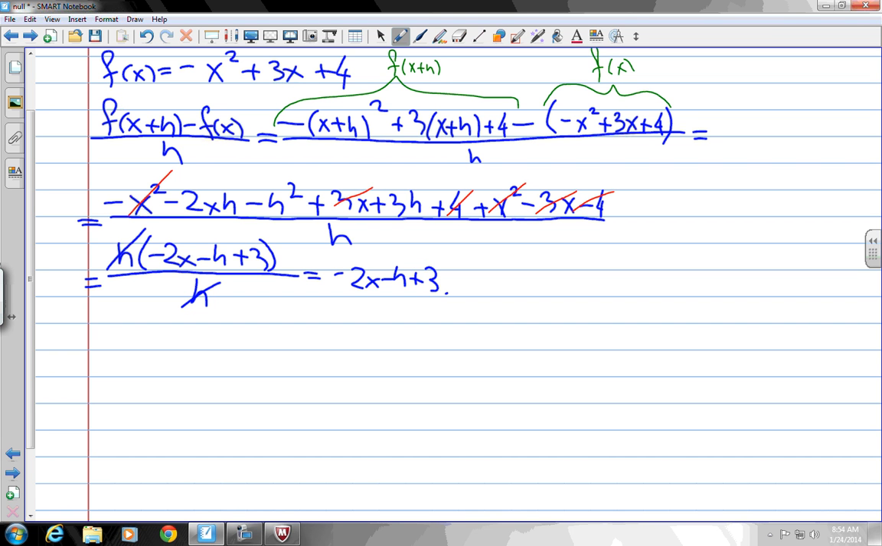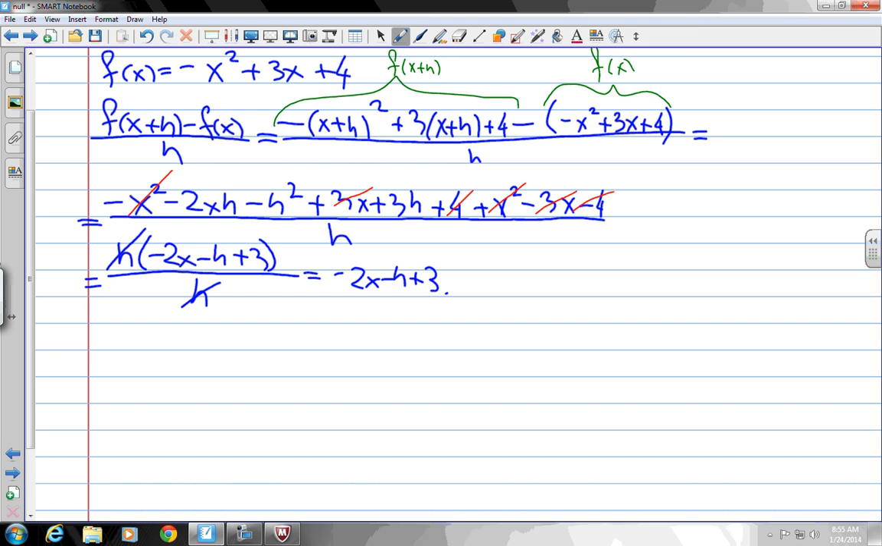Okay? So we're done. You were done at this step in college algebra. We're finished at this step in pre-calc. In Calc 1, you'll have one more step to take. You say, let h equal 0, so you're left with negative 2x plus 3. So that's calculus, the easiest step in this whole process.